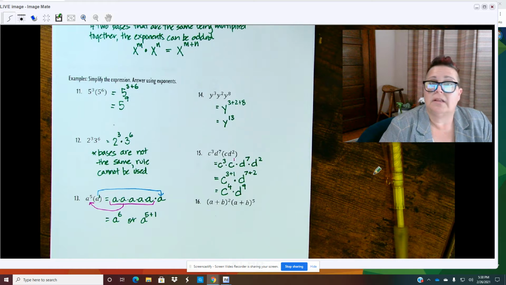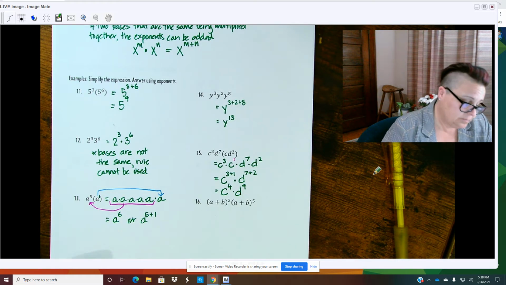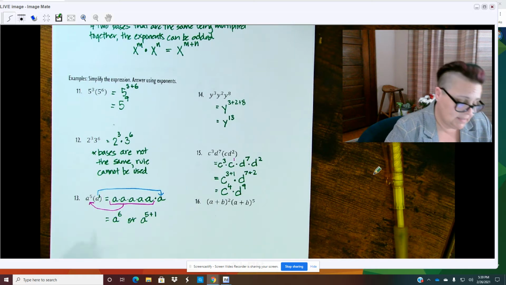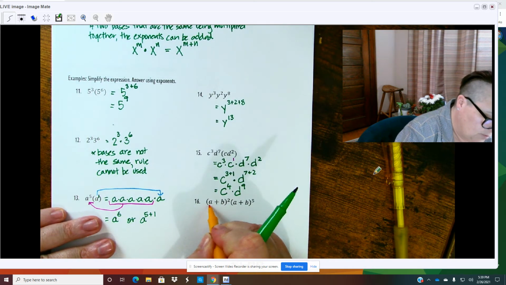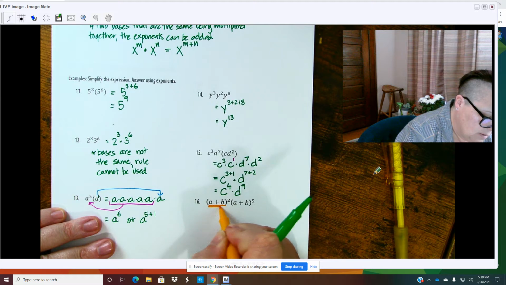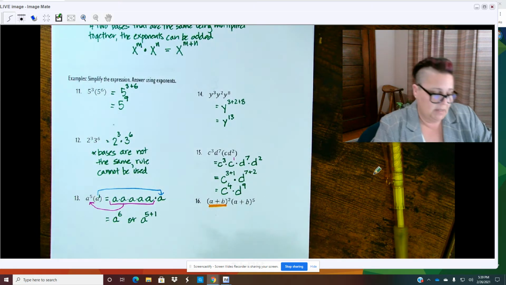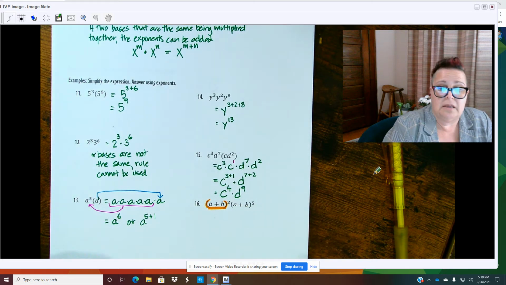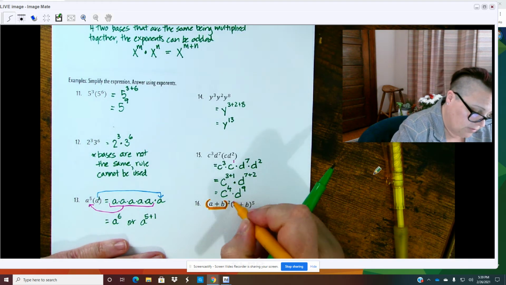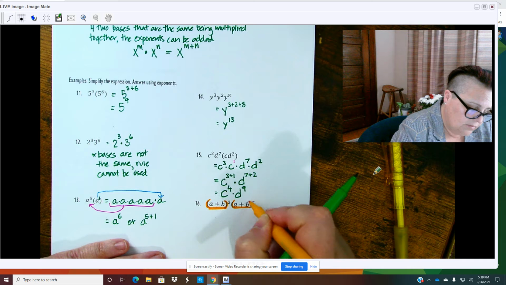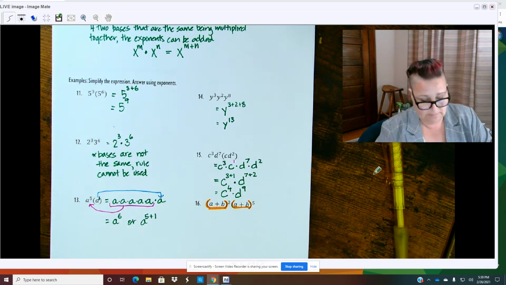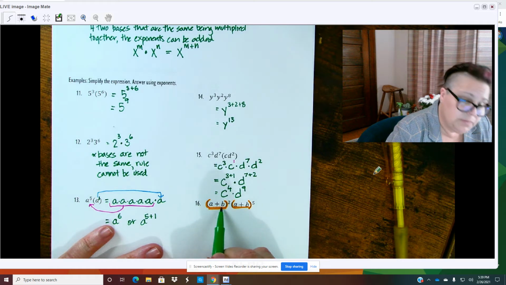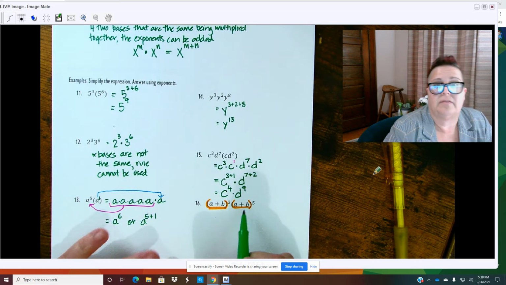Okay, let's look at number 16. Number 16 is interesting because we do have parentheses. In the first set of parentheses, we have a plus b. That means that a plus b is being protected and it goes together. Similarly, we have a plus b to the fifth. A plus b to the fifth, right? They're exactly the same. The base here is a plus b. The base here is a plus b.